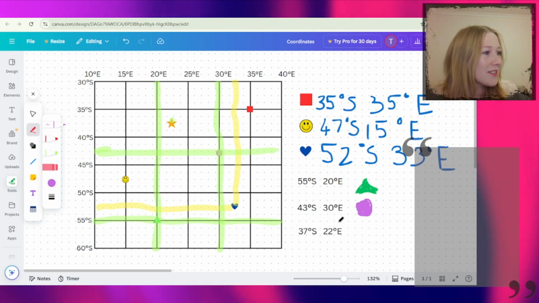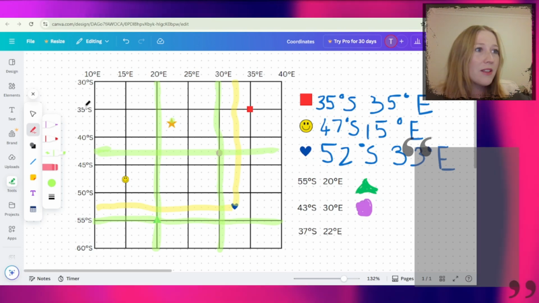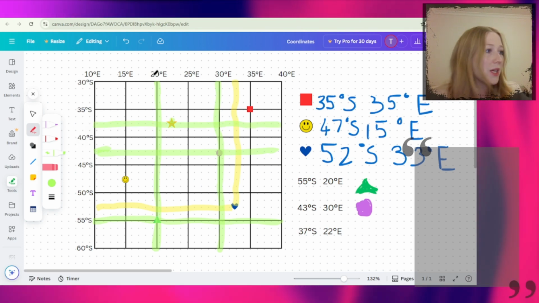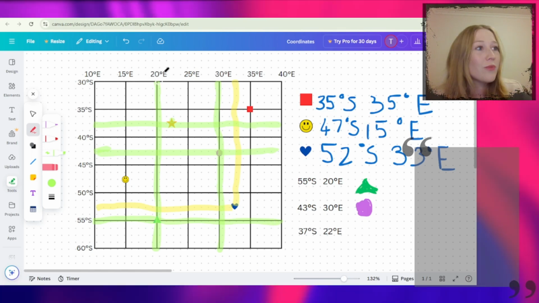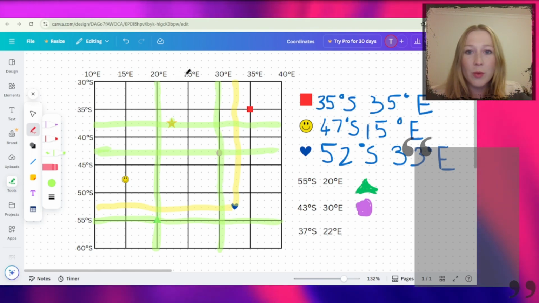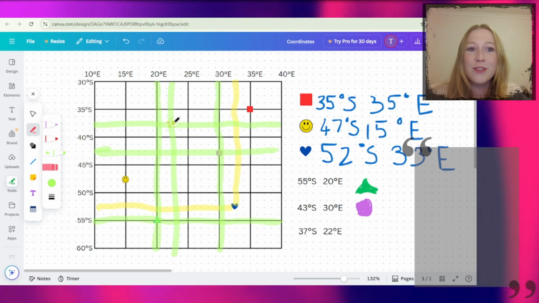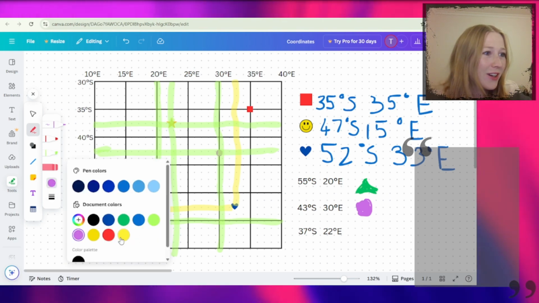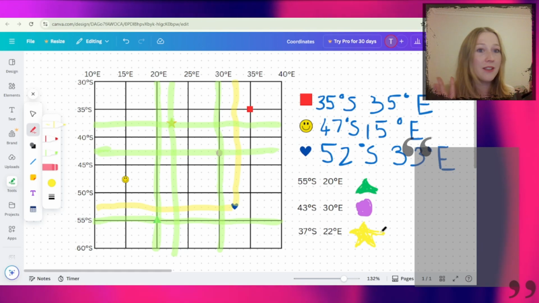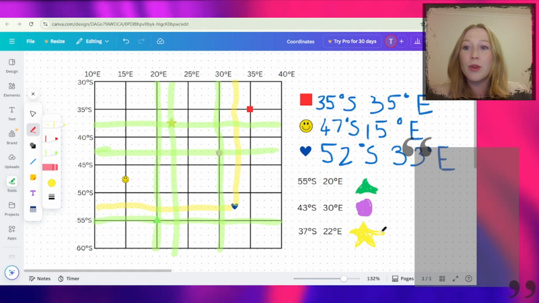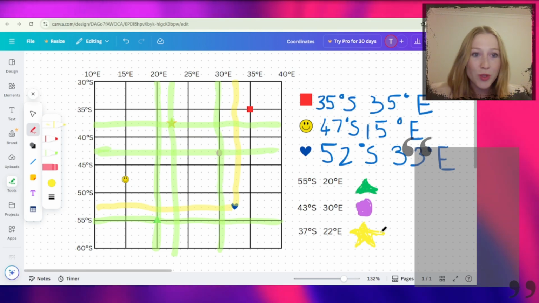And last but not least, 37 degrees south. We have 35 and we have 40. So 37 has to be somewhere in between, right? So we have 22 degrees east. So we have 20 over there. We have 25 over here. So 22 will be somewhere in between. You see where the two meet? Is our little star. A little yellow star. Fantastic. Hopefully this part was okay. So this is your first step in coordinates, and if you've got this, you're off to a good start.